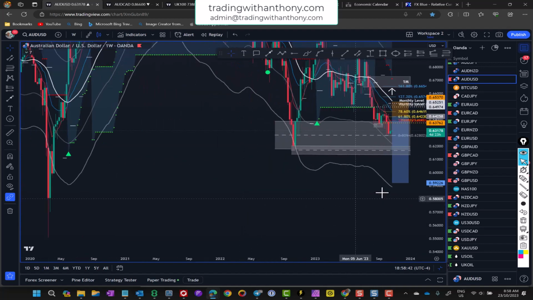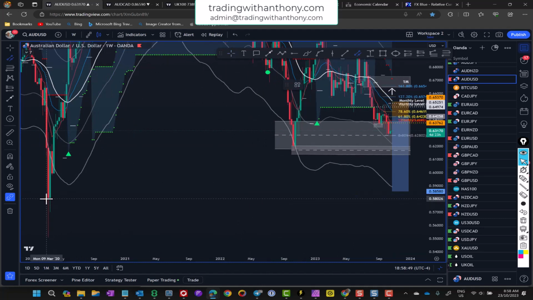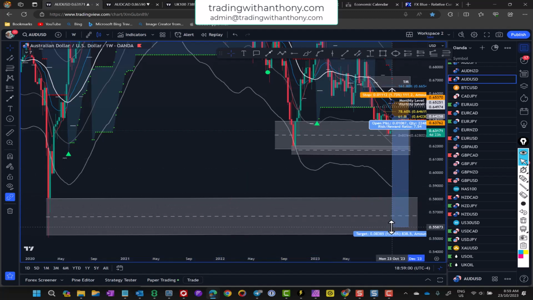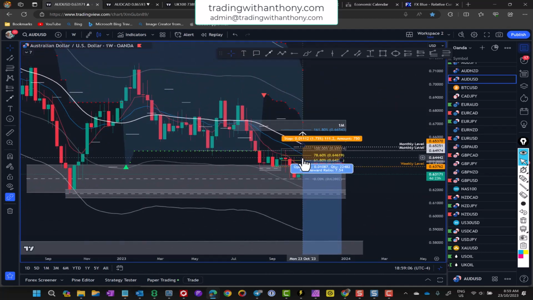And then where's your ultimate target? Well, look down in here. Have a look at this equal low thing here. And under here, we've got these wicks. That's another target level where there's resting liquidity right through there. So ultimately, that's your target. So then let's build some positions. If this continues, hopefully we get a few in here, and then we can enjoy the ride.